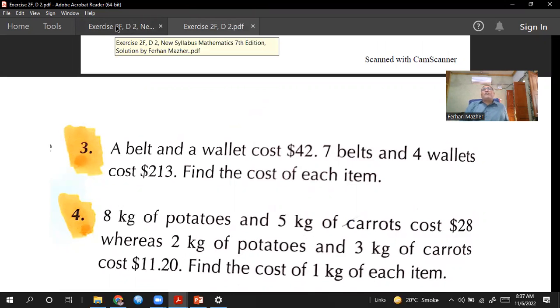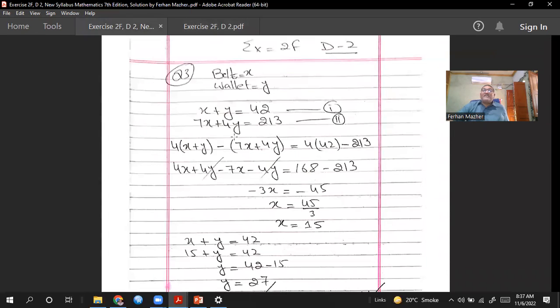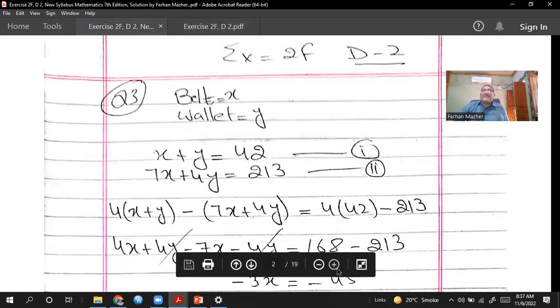Okay, so suppose the cost of one belt is X and the cost of one wallet is Y dollars. So a belt and a wallet cost $42. So it means X plus Y is equal to 42. For 7 belts and 4 wallets, it means 7x plus 4y is equal to $213. Find the cost of each item. Okay, so this is how you will make these equations. So let me increase the size.